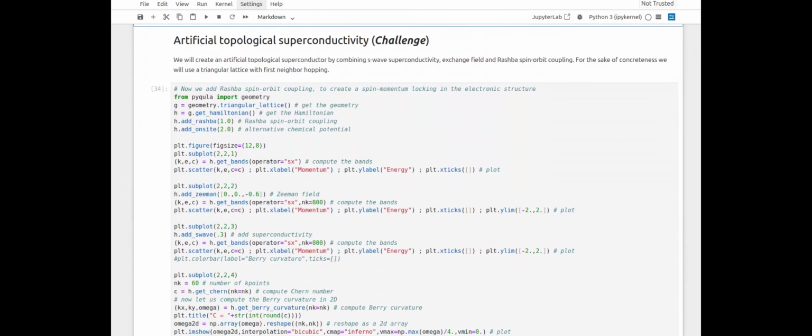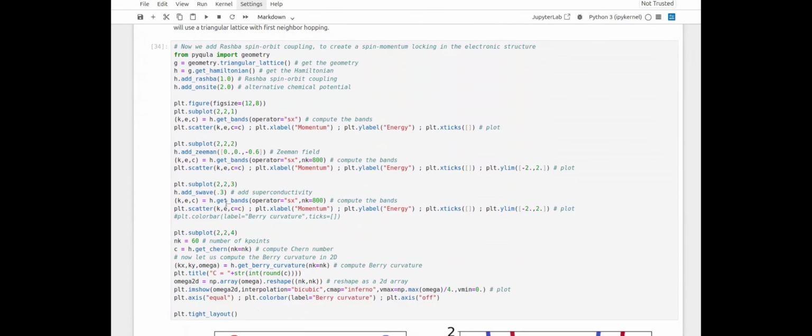Okay, now we are going to see how we can create an artificial topological superconductor. So for this, we are going to combine conventional S-wave superconductivity, magnetism, and strong spin-orbit coupling. So the whole idea is that we are going to start with a triangular lattice. We will add Rashba spin-orbit coupling. We will shift our chemical potential, and we are going to compute the bands in this limit. Then we are going to add a Zeeman field, and then after we are going to add superconductivity.